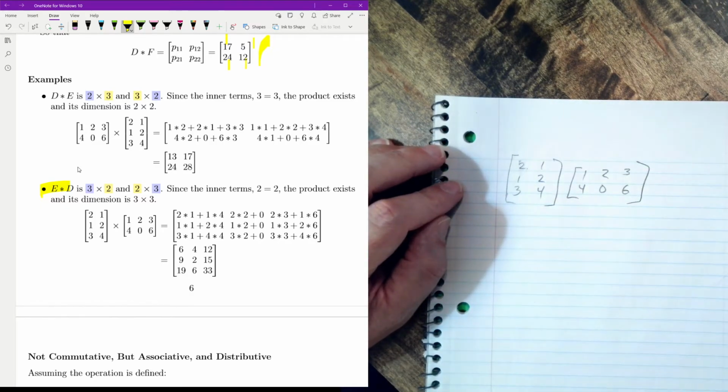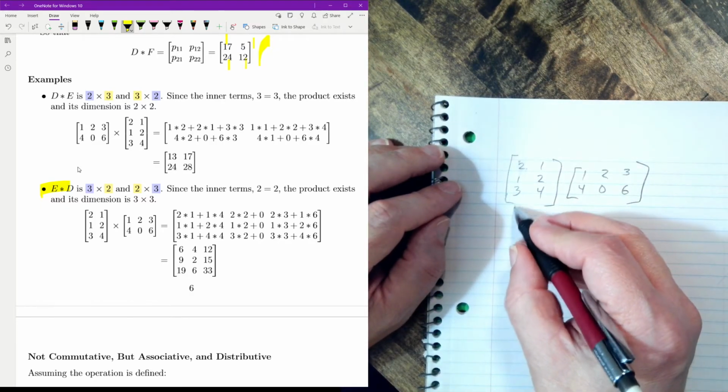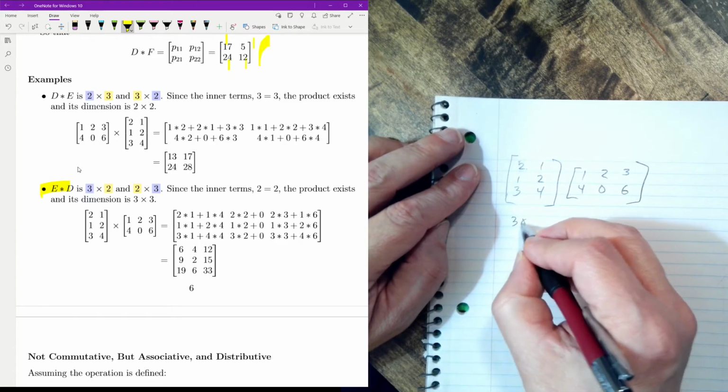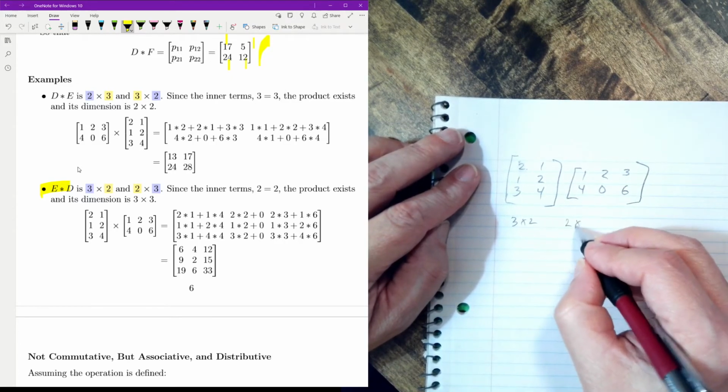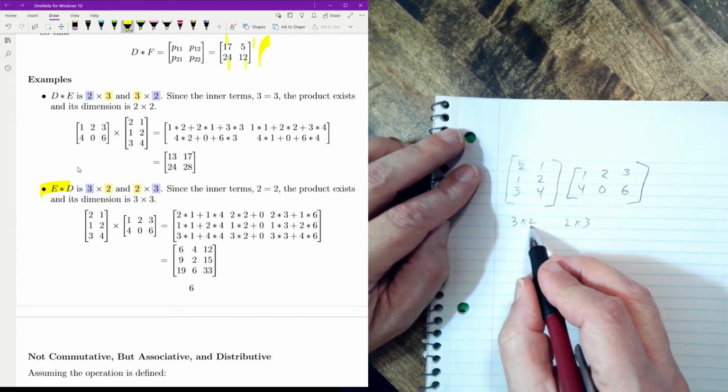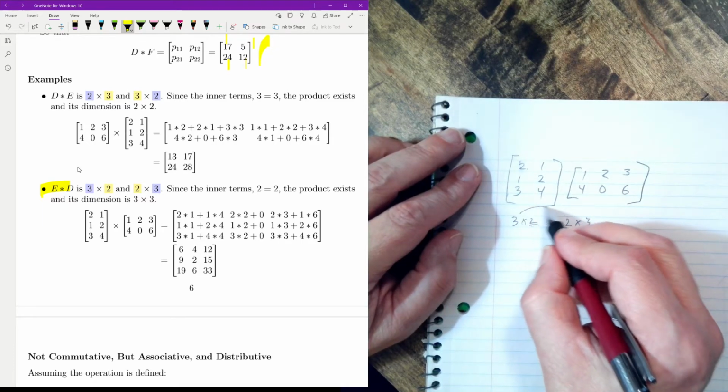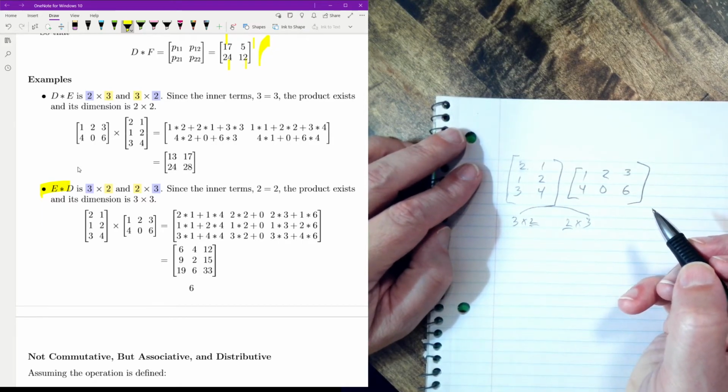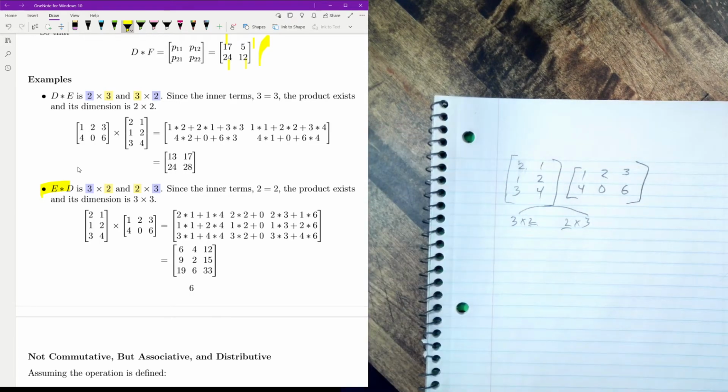So our output is going to be, well, let's do the calculations here. This is a 3 by 2, and this is a 2 by 3. We can do the operations, a 2 and a 2. The output is going to be a 3 by 3. I'm going to refer back to the notes real quick. The output of E times D is a 3 by 3 matrix. The output of D times E is a 2 by 2 matrix.